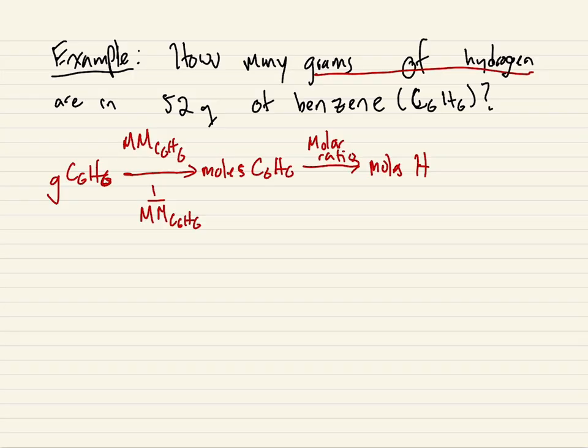And what is the molar ratio? Which version of the molar ratio would you use? So we'd have moles of hydrogen over moles of benzene. And what's the ratio here? How many moles of hydrogen per mole of benzene? 1 to 6. Yep, 6 moles of hydrogen for every 1 mole of benzene, right? We know we're going to use this form because it has moles of hydrogen in the top, and that's the unit we want for the next step.